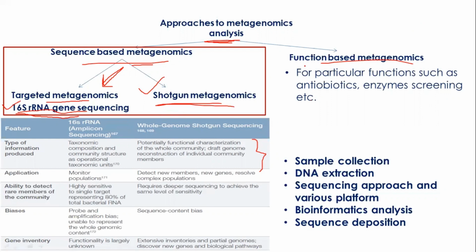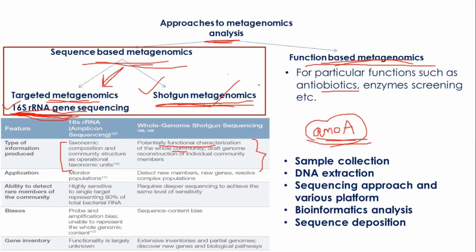For the function-based metagenomics, which we are not going to cover in this particular talk, what happens is that you use a particular functional gene. For example, yesterday I was giving an example for the archaea, that is the ammonia monooxygenase gene, ammonia oxidation in the nitrogen cycle for archaea. So if you take that particular gene and try to see what different kinds of archaea are doing the ammonia oxidation, then that can be classified as function-based metagenomics.